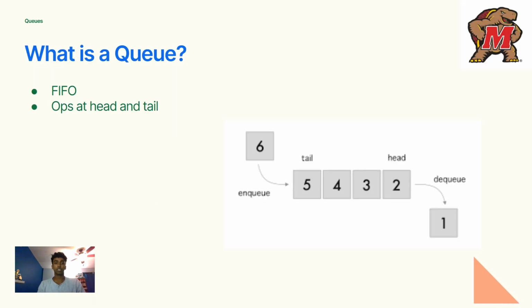So the queue data structure is very similar to that of the stack, but instead it follows the FIFO principle, which stands for first in, first out. And as a result, we do operations at both the head and the tail.